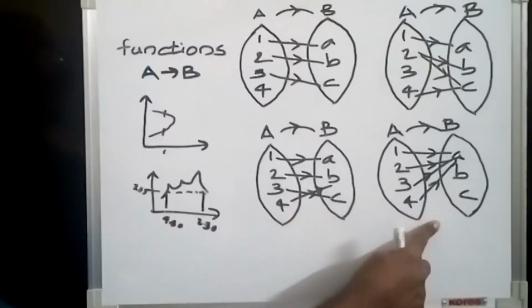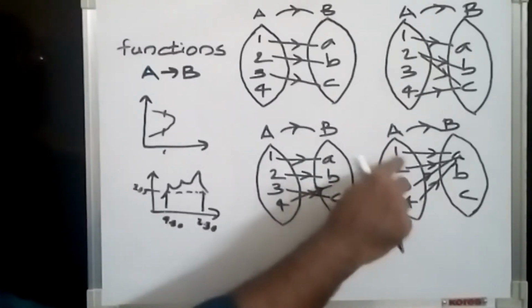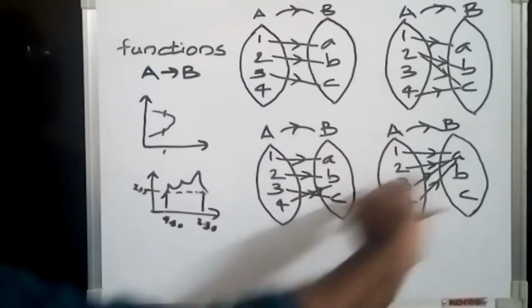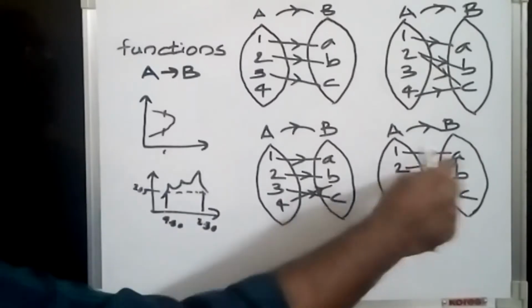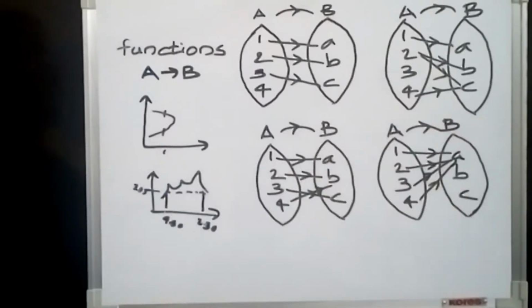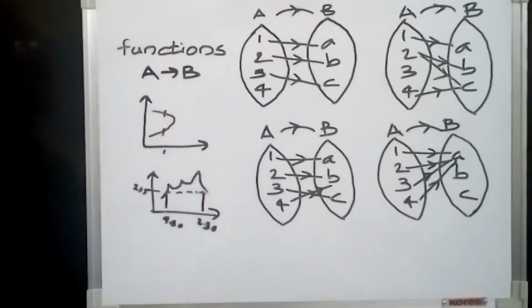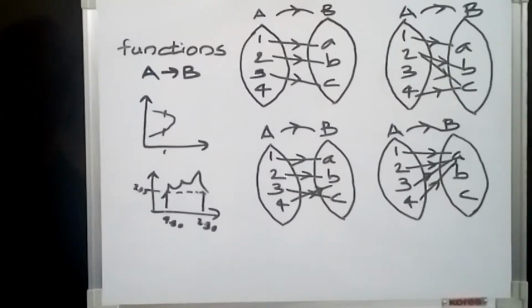Similarly, this is also a function. Here, the elements 1, 2, 3 and 4 in A have the same image, small letter a, in B. Thus, the definition of a function is that a relation from A to B is said to be a function if every element in the set A has one and only one image in B.